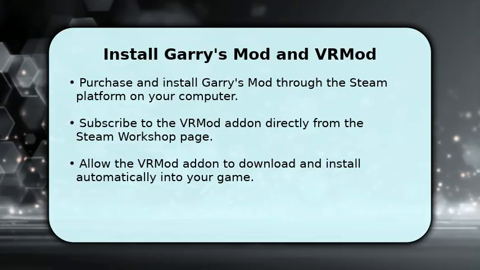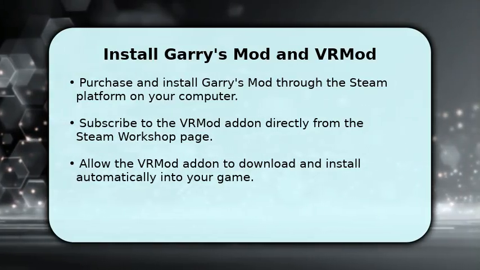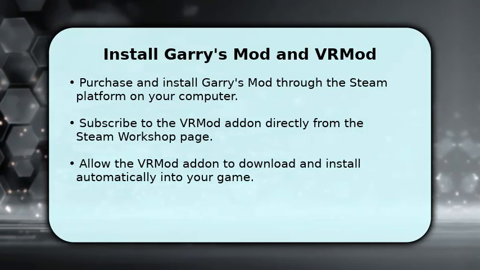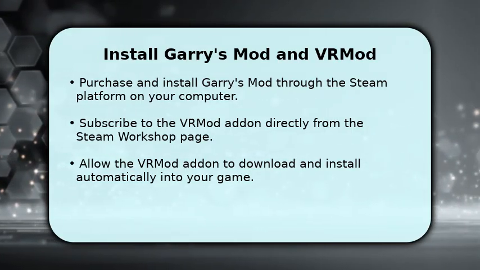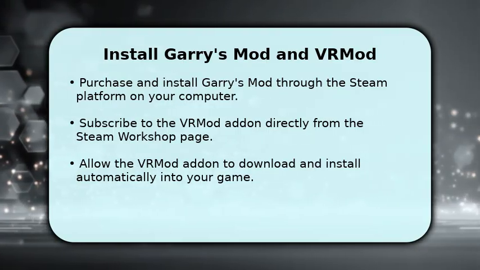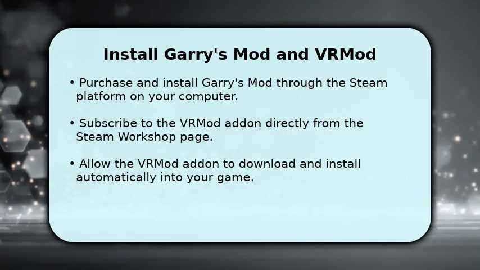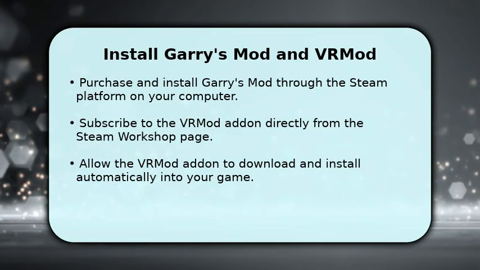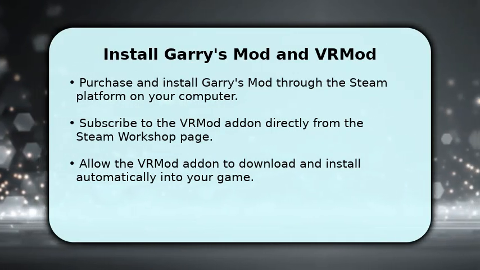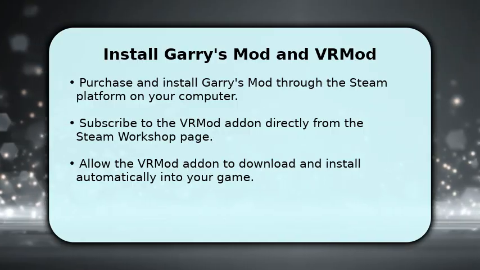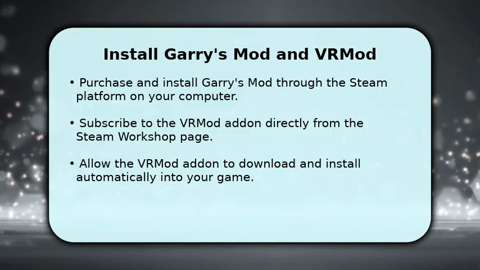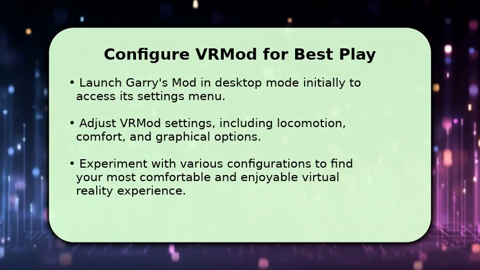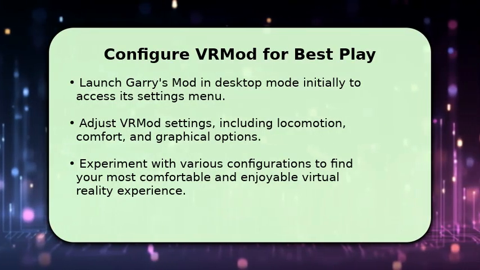Now that your system is prepared, let's get the necessary software. First, you'll need to own and install Garry's Mod itself, which is available on the Steam platform. Once Garry's Mod is installed, head over to the Steam Workshop. Search for and subscribe to the VR Mod add-on. This crucial mod enables virtual reality functionality within the game. The Steam Workshop will automatically download and integrate VR Mod into your Garry's Mod installation, making it ready for the next steps.